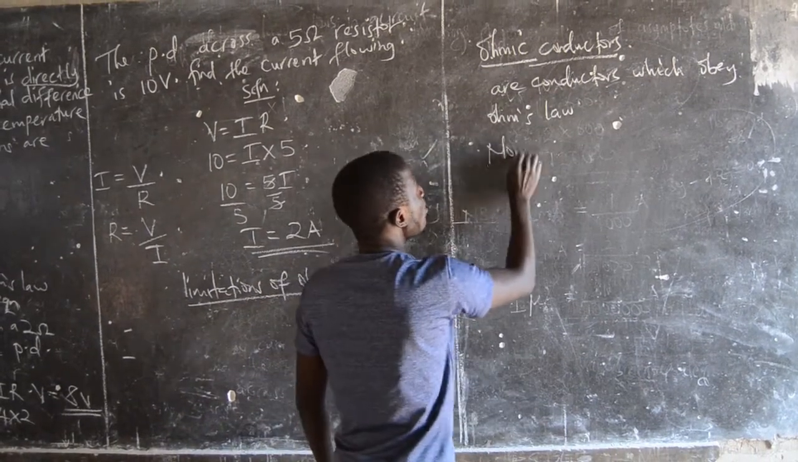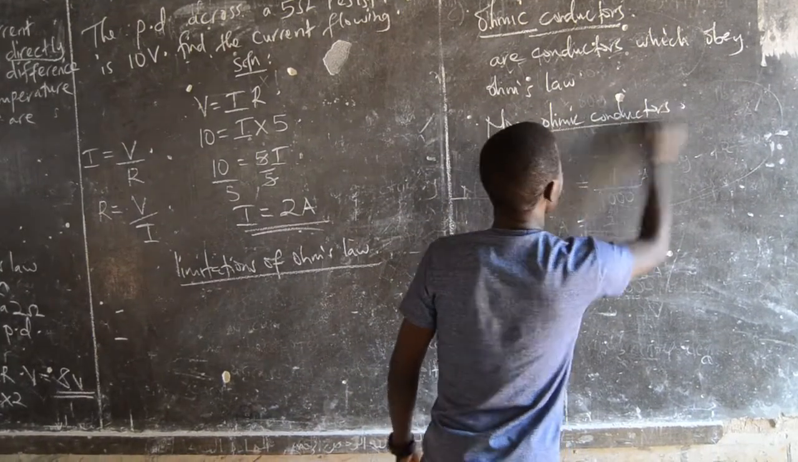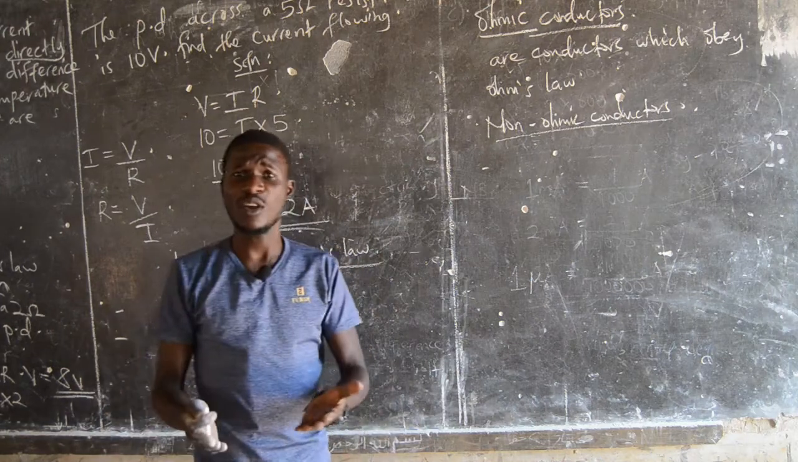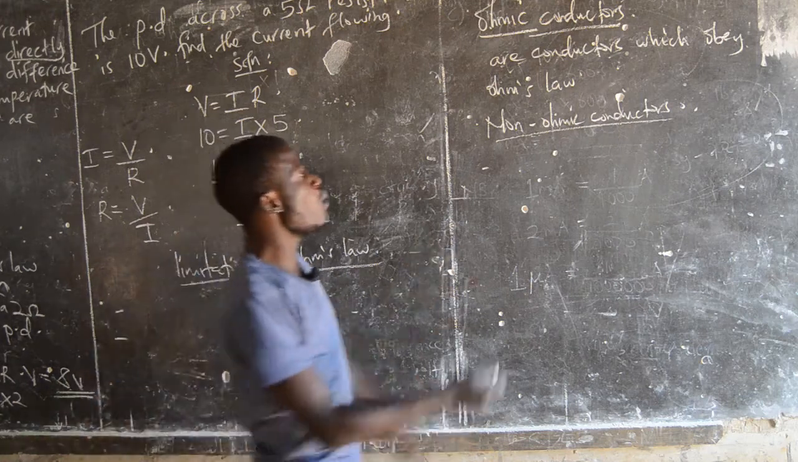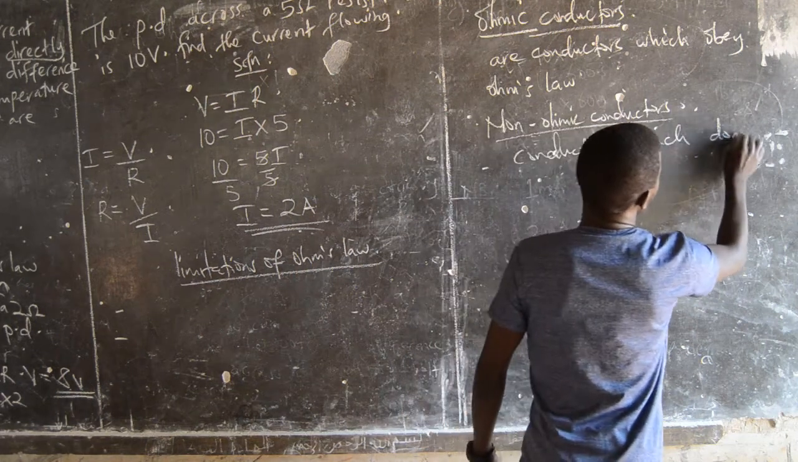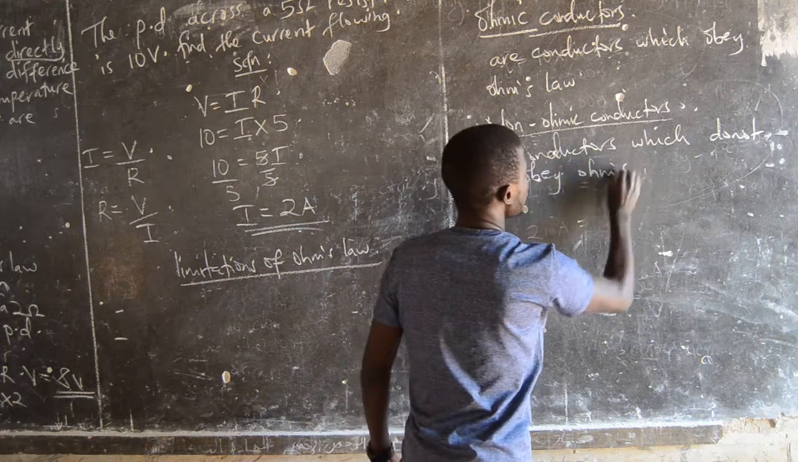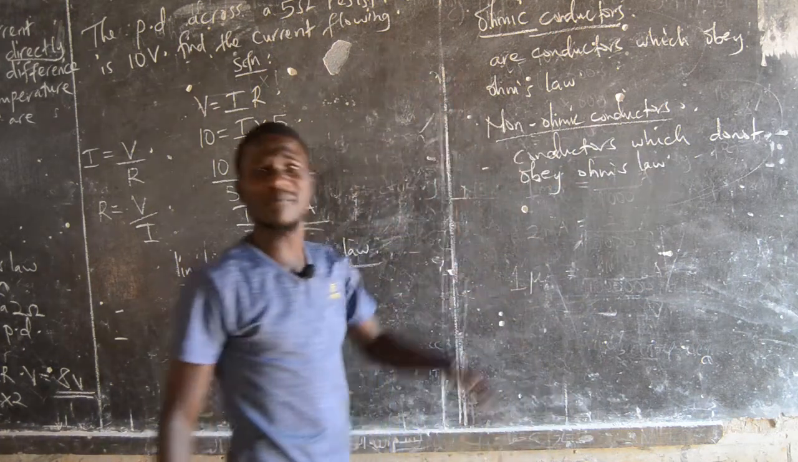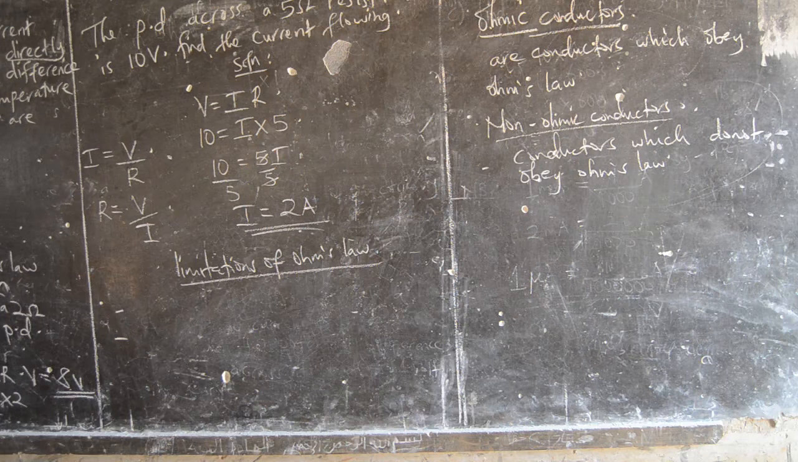And then we have the non-ohmic conductors. Non-ohmic conductors, that's just the opposite. It's contrary. So you say non-ohmic conductors are conductors which do not obey Ohm's law. Like non-metals, semiconductors, for them they don't obey. Then we are going to see the graphs of current against voltage for the ohmic and the non-ohmic conductors.